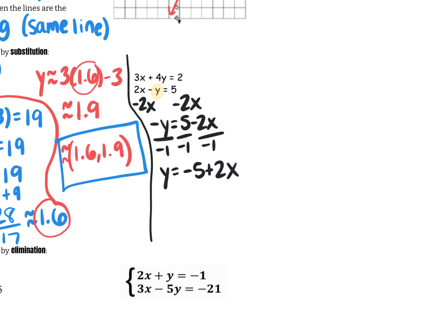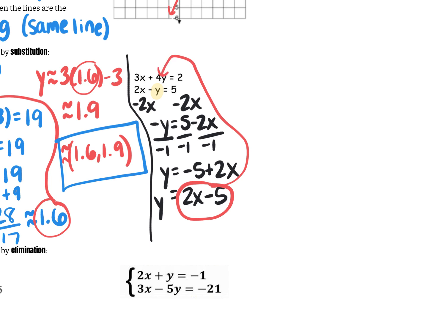I actually don't love plugging things in that have a negative first part to them. So I'm going to change the order of that. You don't have to. It doesn't matter as long as you do it properly. But I'm going to say y equals 2x minus 5. So I'm just switching the order. So take that, and you always want to plug that into the other equation. So plug it in for that y. So you have 3x plus 4 times 2x minus 5 equals 2.